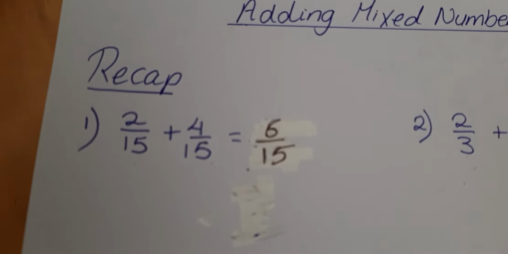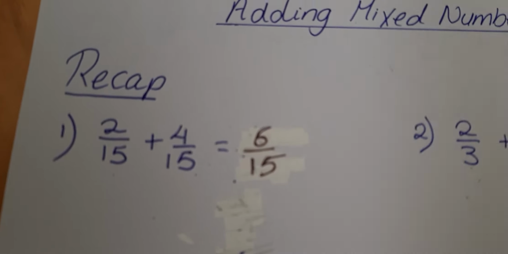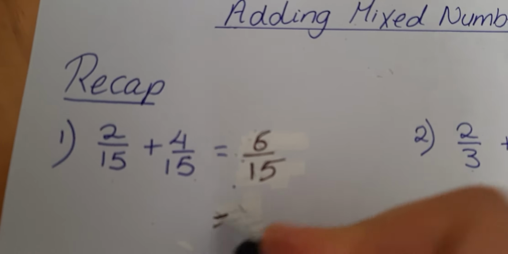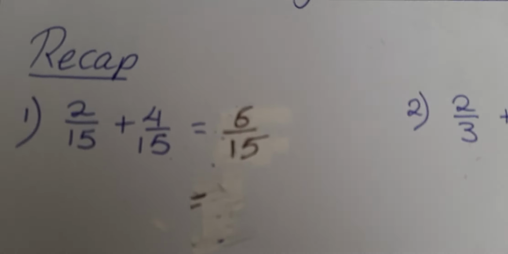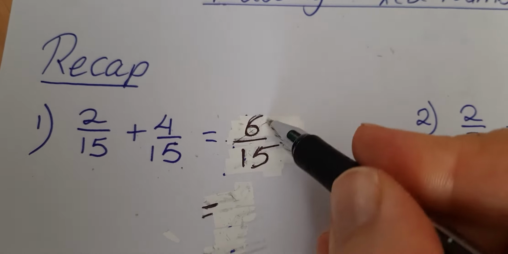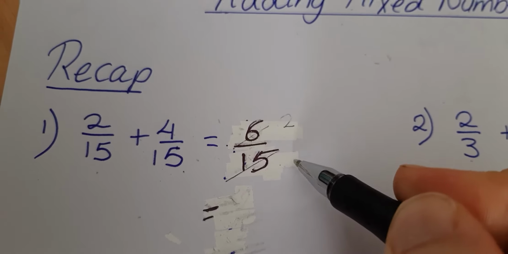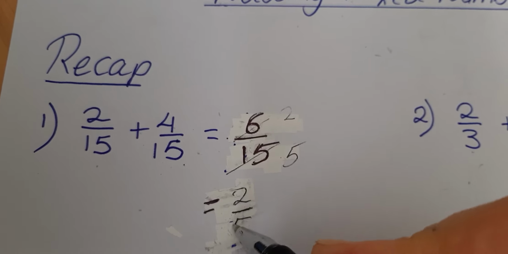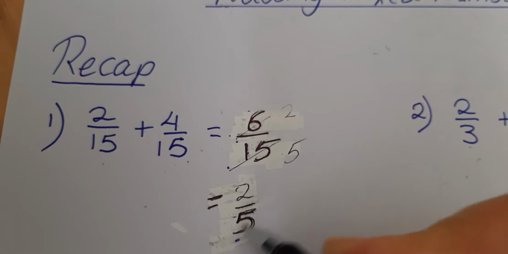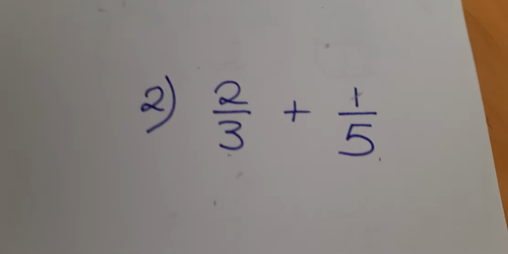Do you remember that we always look at our answer and check if we can simplify? We notice that both 6 and 15 divide by 3. So if I divide the 6 by 3, I will get 2. If I divide the 15 by 3, I will get 5. So my answer here is 2/5. Right, so 2/5 is my answer. Let's move on to question 2.